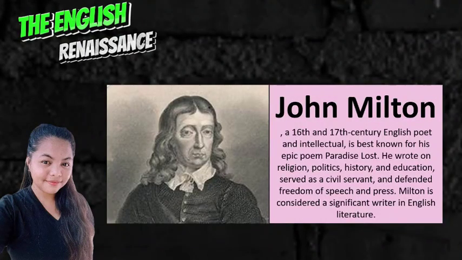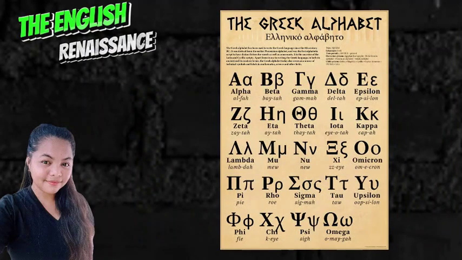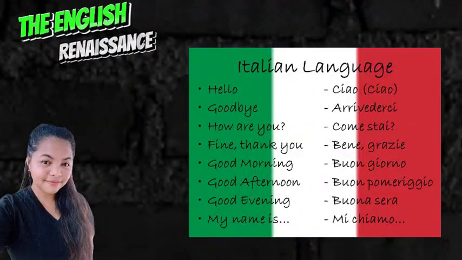The English Renaissance literature was also influenced by the development of the English language and the printing press, which enabled the spread of literature and literacy among the masses. Many writers experimented with the English language and its possibilities and also borrowed words and ideas from other languages such as Latin, Greek, French, and Italian.